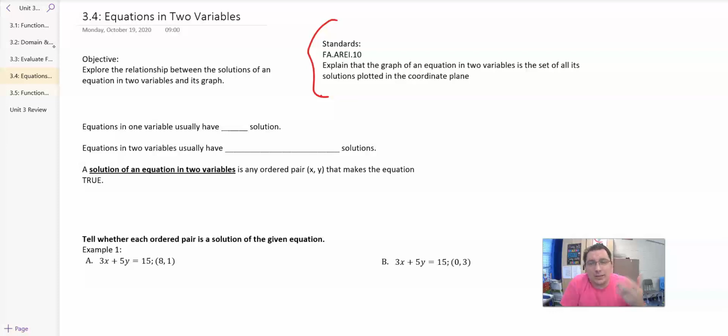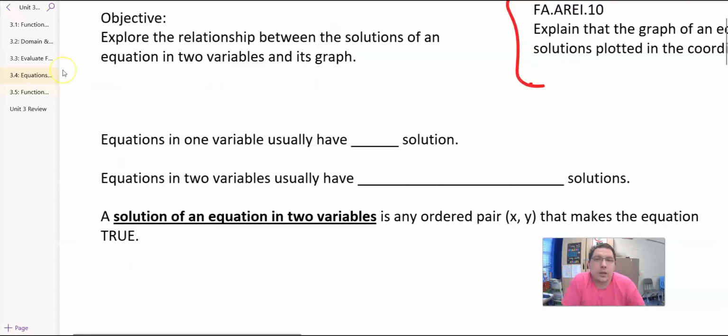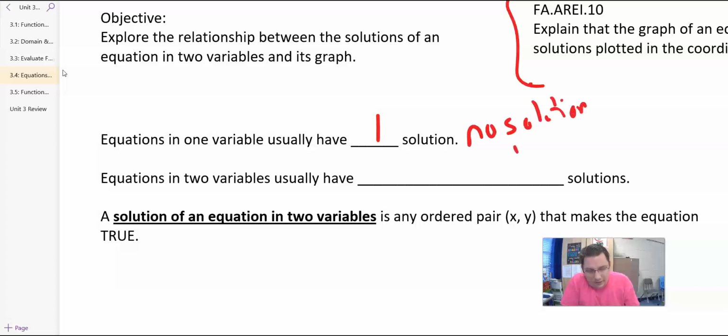And so we're going to look at that in this section and section 5, and as we go into Unit 4, next unit. As we look at a couple of definitions here, remember that equations in one variable will typically have one solution. Remember, there are some special cases where this would have no solutions, or also infinitely many solutions, right? And we talked about those cases in Unit 2.